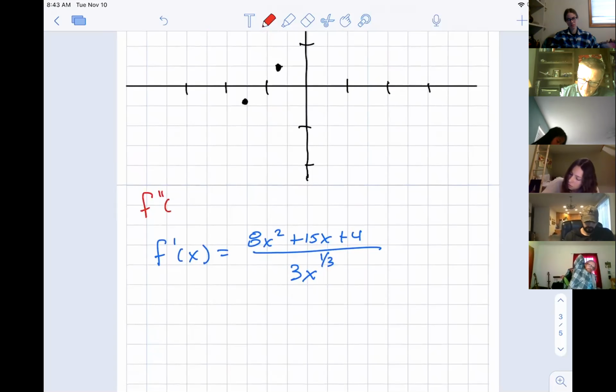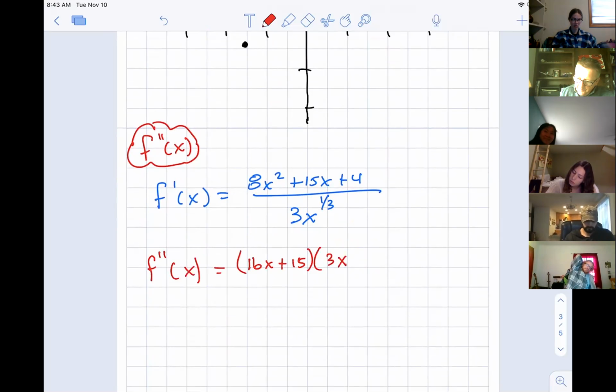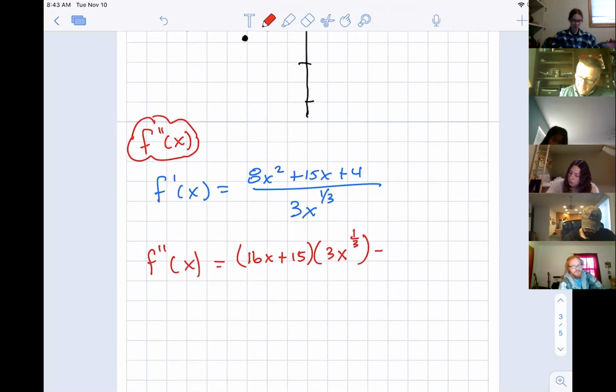So now let's go find the second derivative. So there's the first derivative. All right, well, then what's the second derivative of x? Well, quotient rule says derivative of the top, which would be 16x plus 15, times the bottom left alone, minus the top left alone, times the derivative of the bottom.